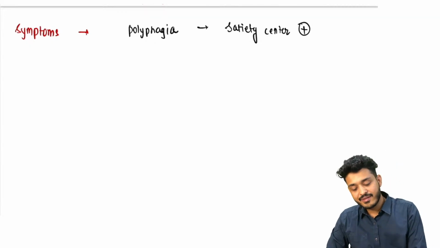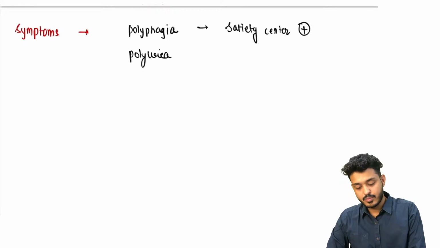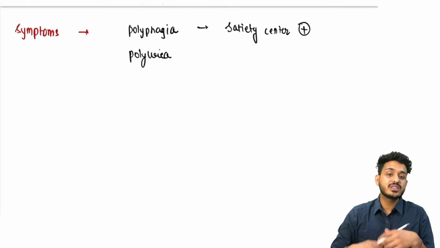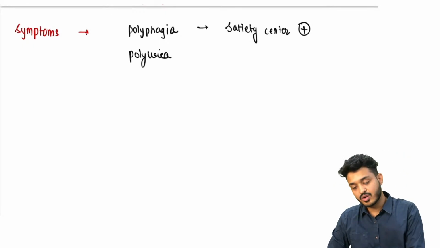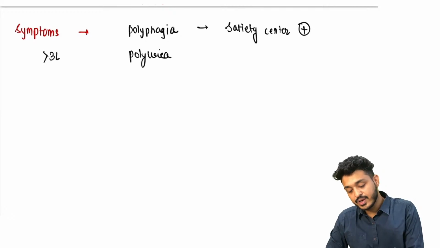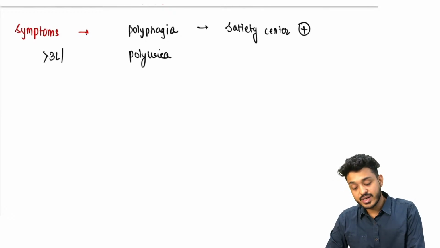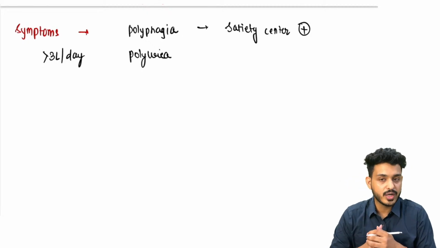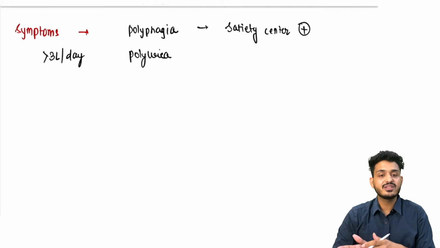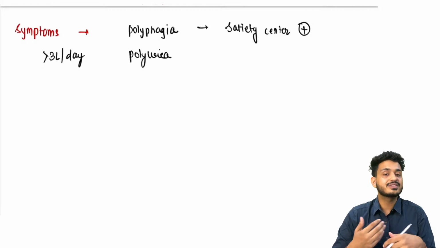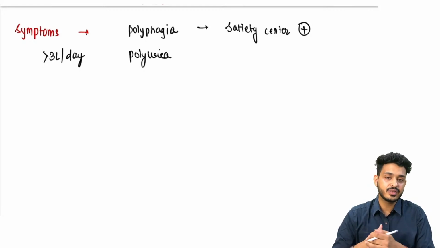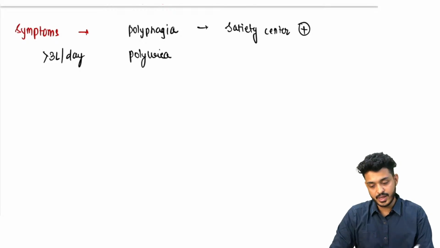Here you will be having polyuria. What is polyuria? Polyuria means what is the cutoff value? This patient will be urinating. If the patient is urinating more than 3 liters of urine per day, this is considered as polyuria. Normal urine output is 1.5 to 2 liters. If someone is having an increase in the urine output, this is known as polyuria, right?